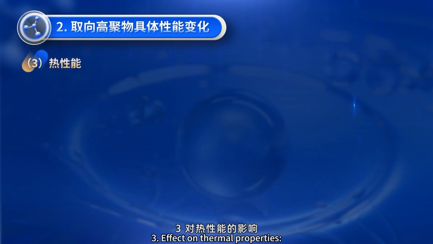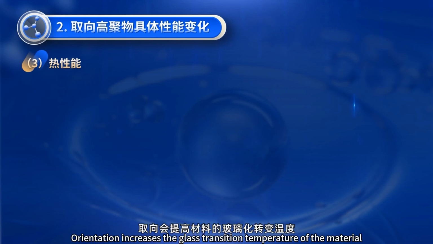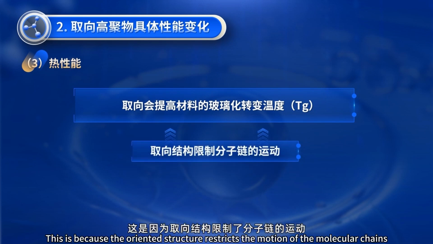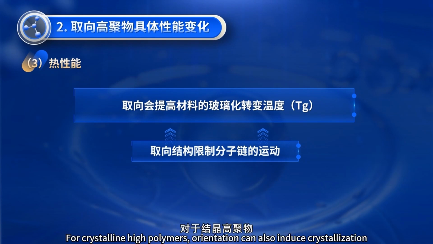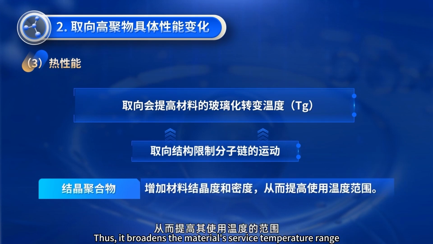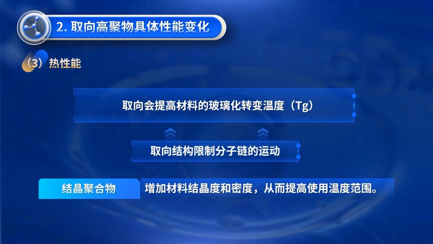Third, effect on thermal properties. Orientation increases the glass transition temperature of the material. This is because the oriented structure restricts the motion of the molecular chains. For crystalline high polymers, orientation can also induce crystallization, which increases the crystallinity and density of the material. Thus, it broadens the material's service temperature range.